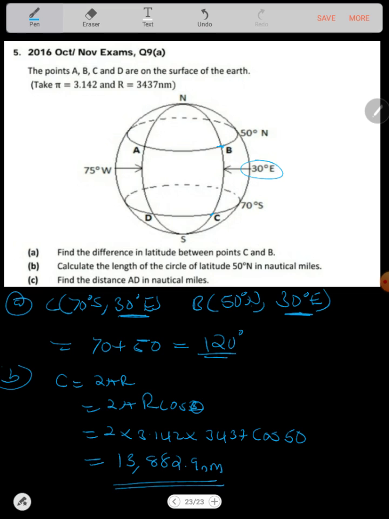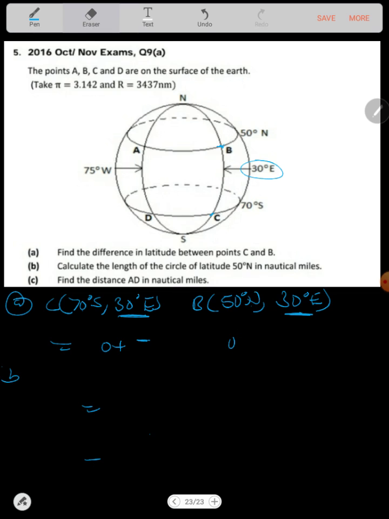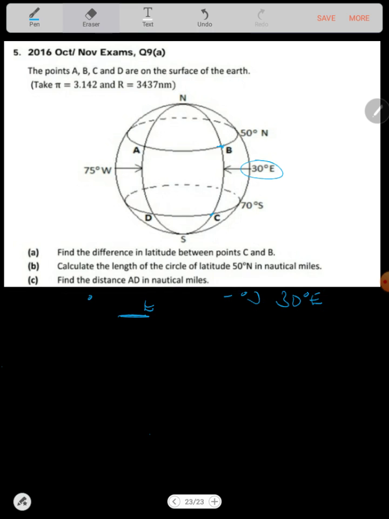If in a big circle you don't include cos, you just end there. We can now go on and find what part C has for us. Part C says find the distance AD in nautical miles. So now AD, first let's list A. A is on latitude 50 degrees north and 75 degrees west. While D is on 70 degrees south and 75 degrees west.